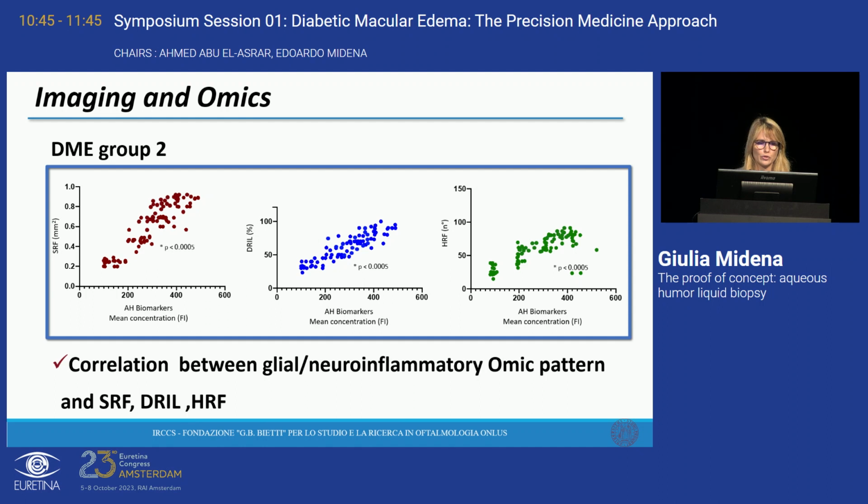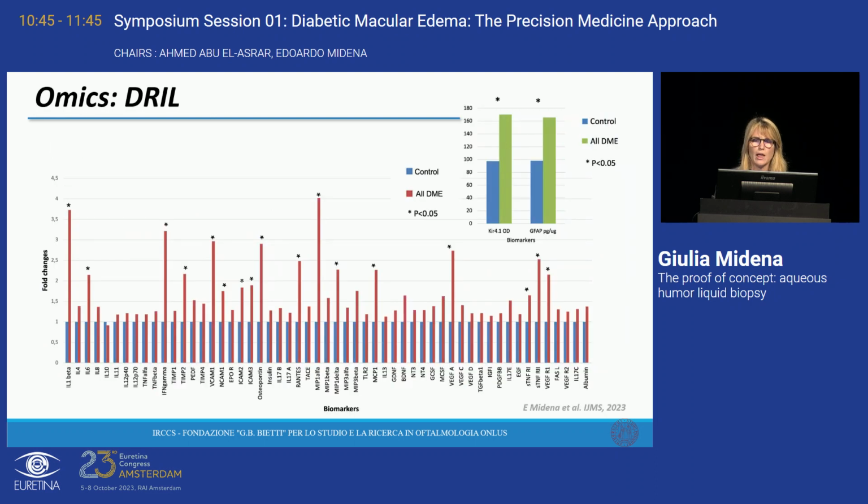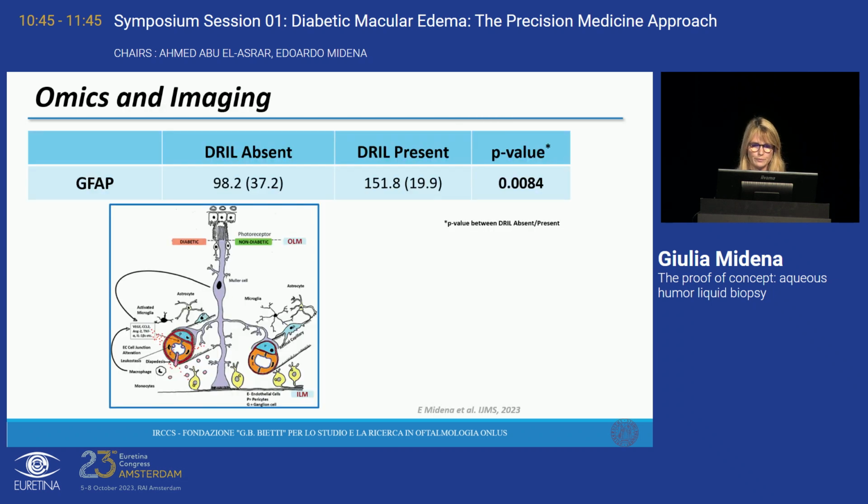The correlation shows that there is a positive and statistically significant correlation between subretinal fluid, DRIL, hyperreflective foci, and the glial and neuroinflammatory omic pattern. In particular, analyzing DME with and without DRIL, we found that in DME with DRIL, we have an increase of inflammatory biomarkers and also an increase of both KIR4.1 and GFAP. This is due to the Muller cell activity.